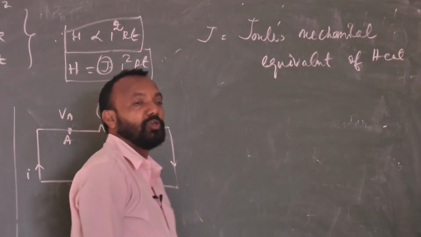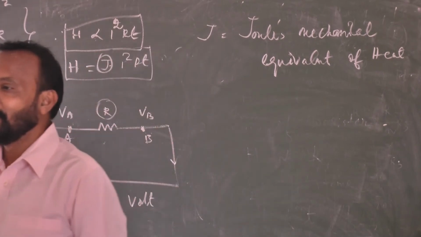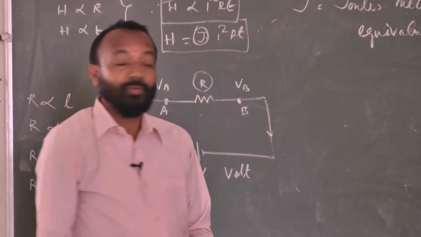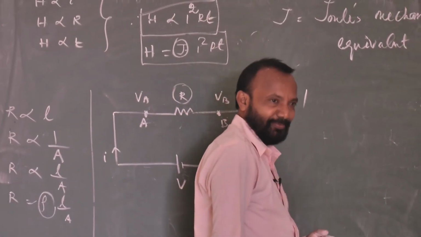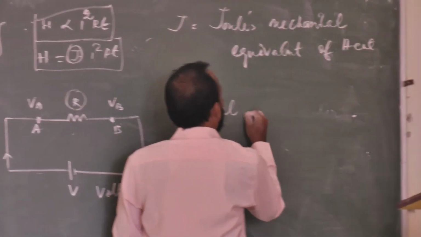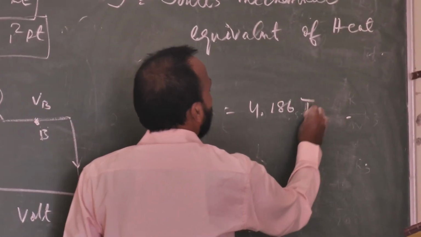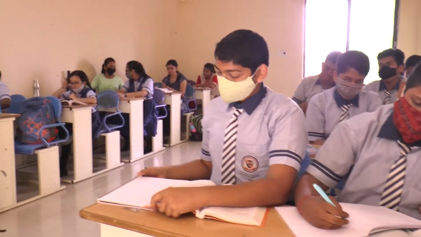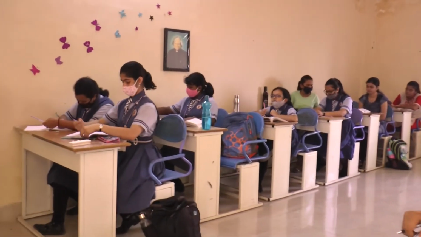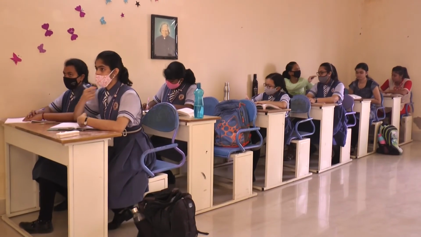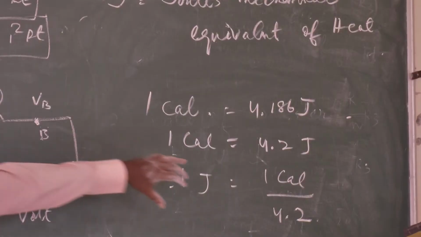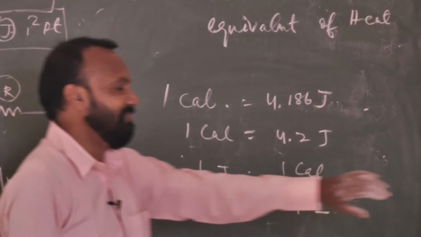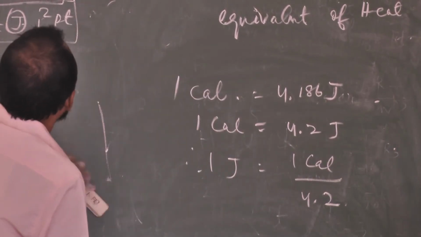So 1 calorie is equal to how much joule? Calorie is the unit of heat. Okay. 1 calorie is equal to 4.186 joule. So approximately it is called 4.2 joule, suppose. So 1 calorie is equal to this much. So 1 joule is equal to how much then? 1 calorie by 4.2. Yes or no? If we use this formula concept here, so what will I get?